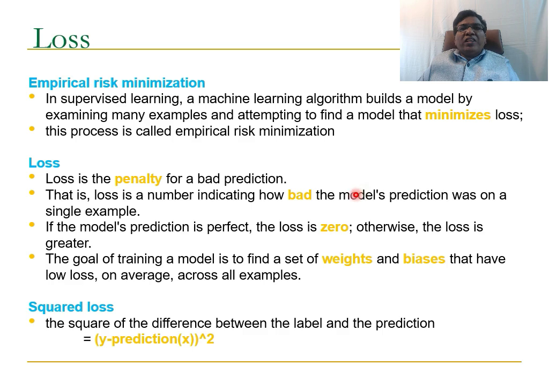What do you mean by loss? An ML algorithm builds a model with the best prediction accuracy. It improves the accuracy by minimizing the error. This process is called empirical risk minimization.